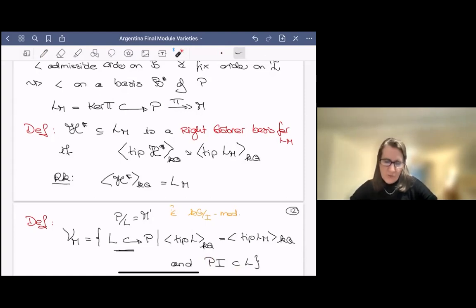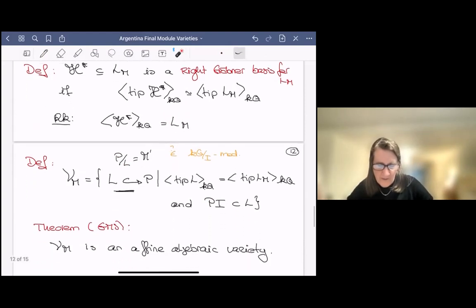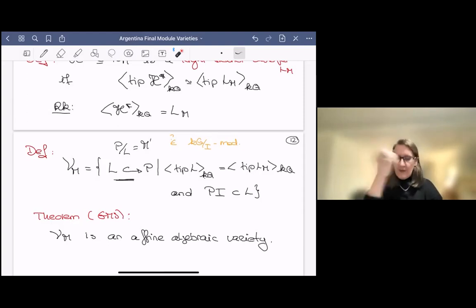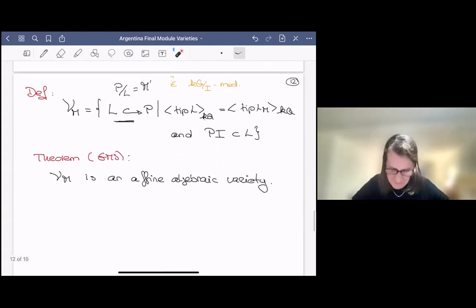So basically, I choose all such submodules that have the same tips as the module M that we started with, and such that P over L is a KQI module. This is the set I define, and then quite miraculously, this turns out to be an affine algebraic variety. And this is then, by the write-up of Sergei Motzkevoy, a subvariety of the non-commutative Hilbert scheme. Okay, but I think probably it's good to do an example.